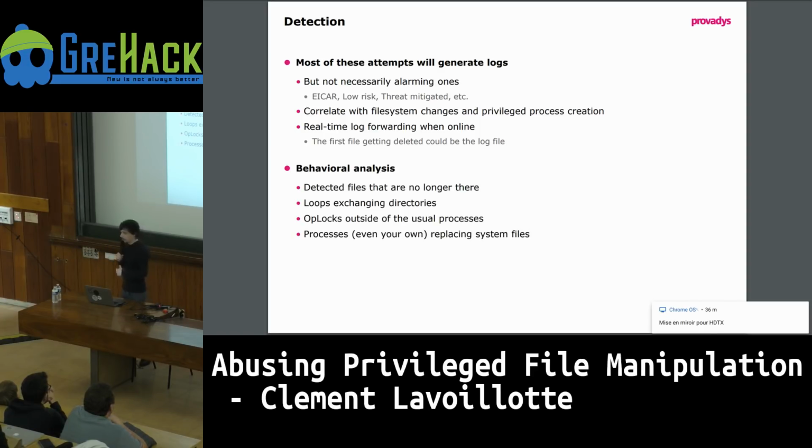And because they use many operations that are not used by your typical Windows application, you can also create behavioral signatures. For instance, if you have a process that creates a lot of oplocks or exchanges a directory and a junction a high number of times, maybe it's suspicious.